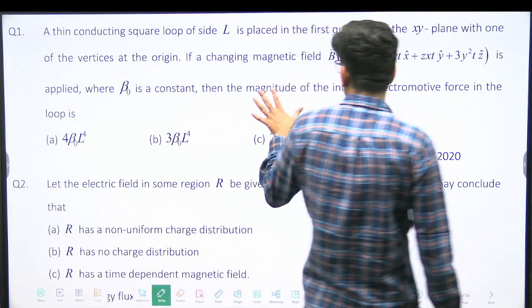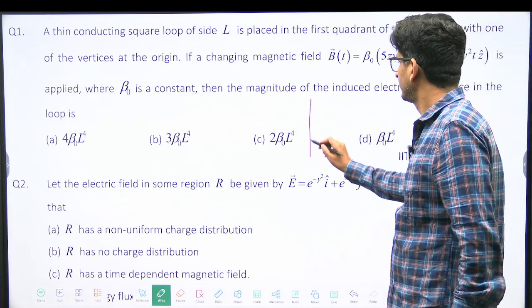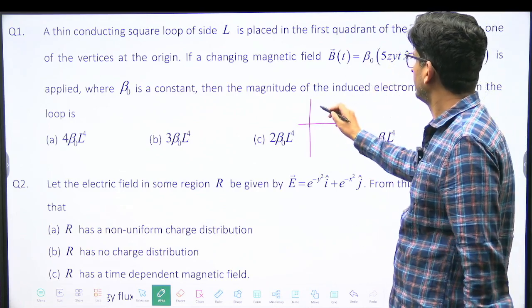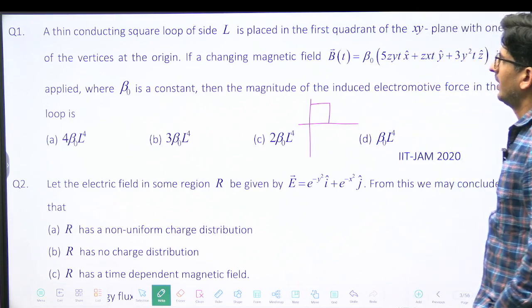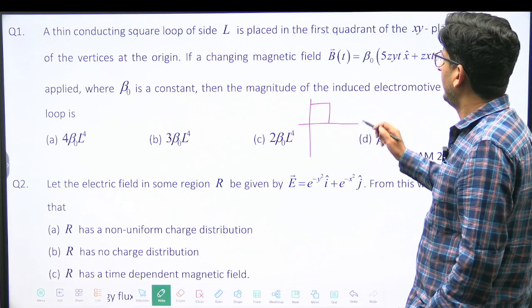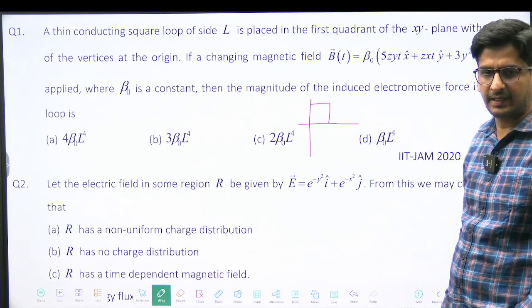So for this question, if I make this coordinate and just put a square loop like this, and this side of this loop is L, and there is a magnetic field which is in x cap, y cap and z cap direction.